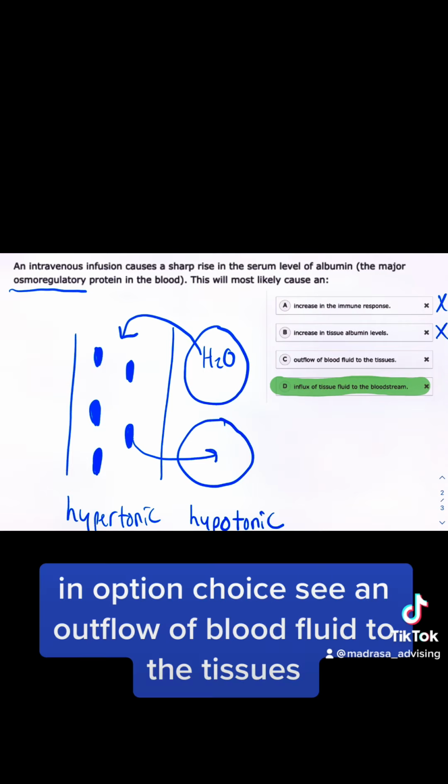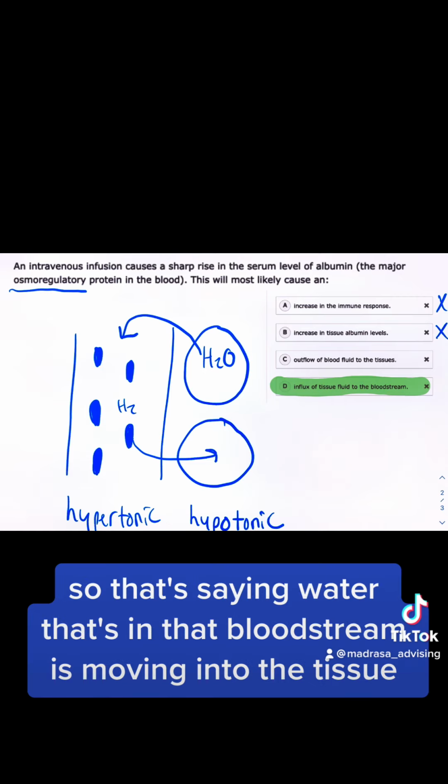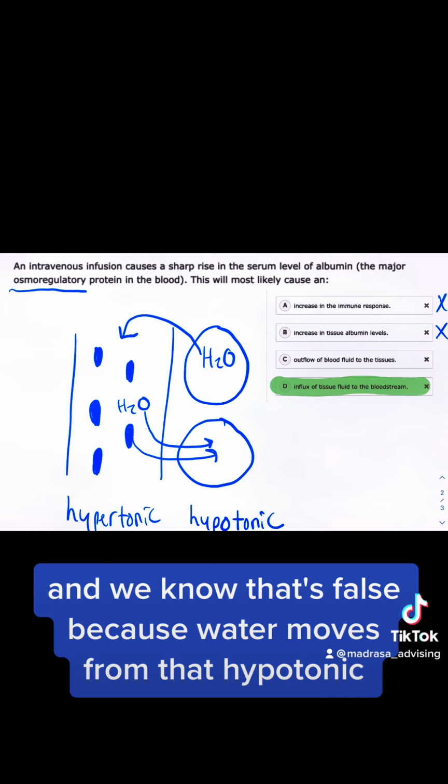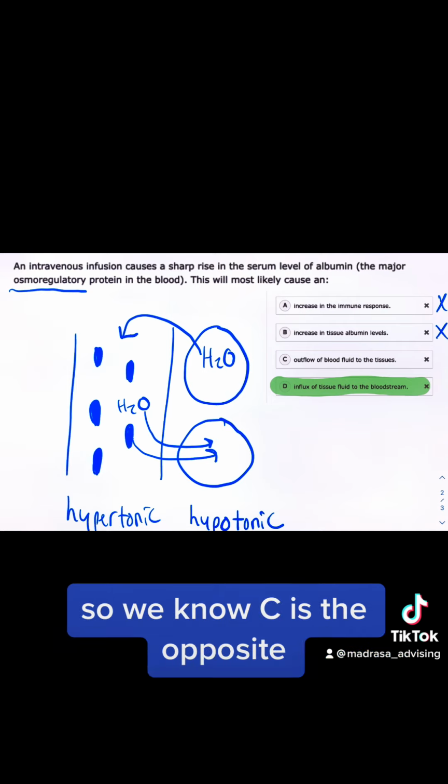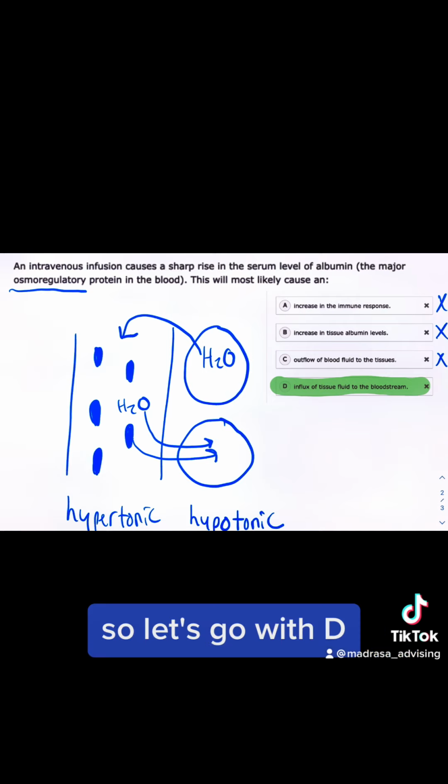And option choice C, an outflow of blood fluid to the tissues. That's saying water that's in that bloodstream is moving into the tissue. And we know that's false because water moves from that hypotonic, that low solute concentration, to the hypertonic environment. So we know C is the opposite. So let's go with D.